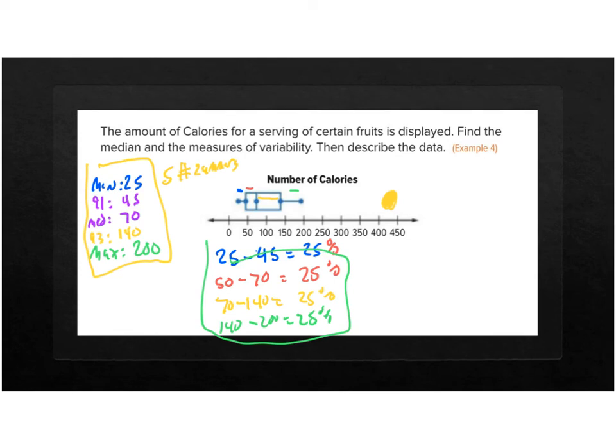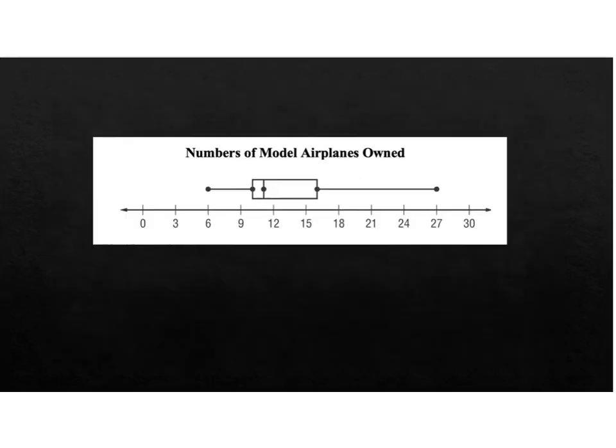So remember, do they only do 4 fruits? No, they could have done hundreds of different types of fruits, but the summary of this data is broken into 5 key numbers. Last one, number of model airplanes owned. So this is where they probably surveyed a bunch of different people and just asked them. Maybe they went to a convention of model airplanes and said, how many model airplanes do you own? And this is what the summary of the data said.